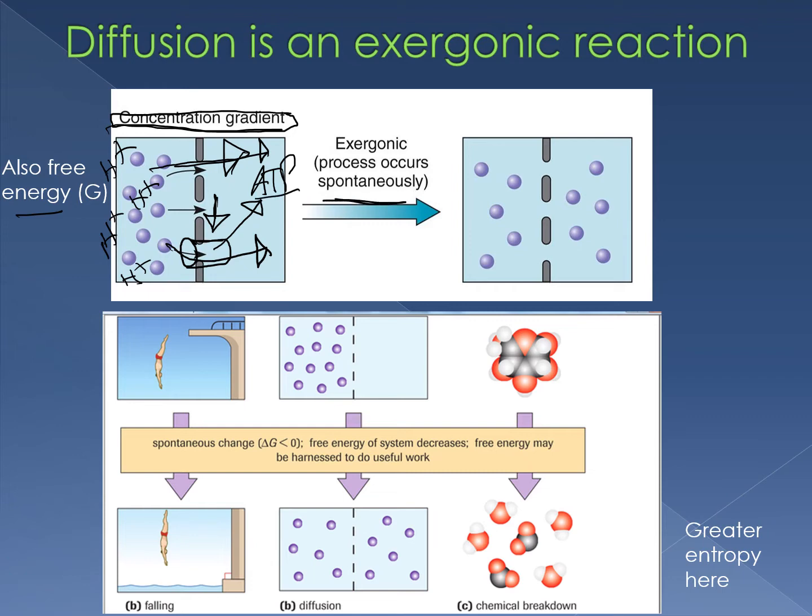The process happens spontaneously because exergonic processes are like that. They're energy releasing, like, say, lighting gasoline on fire. It doesn't require a whole lot of encouraging. And in this case, the diffusion example, it happens until equilibrium is reached, as we know.